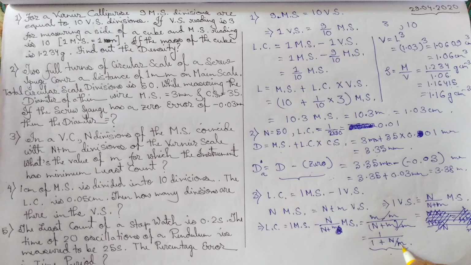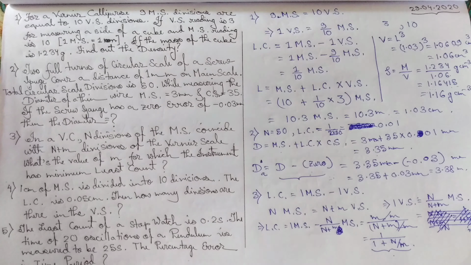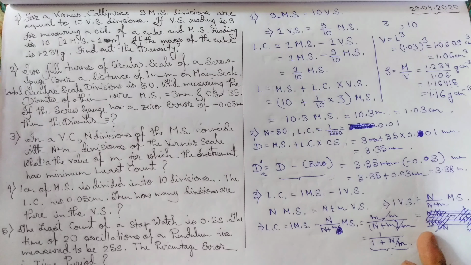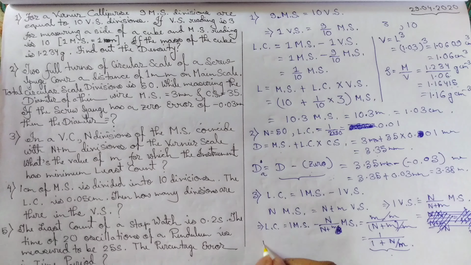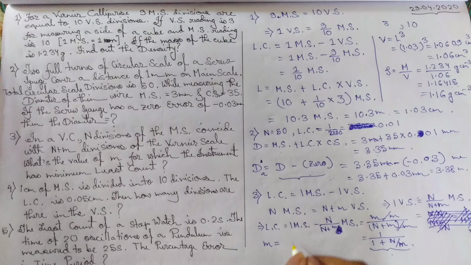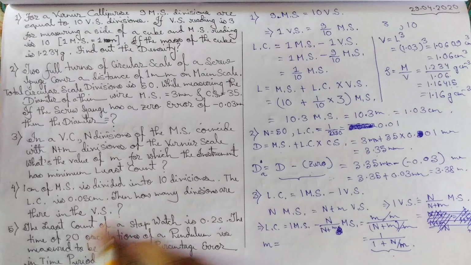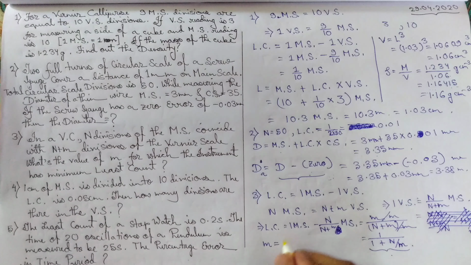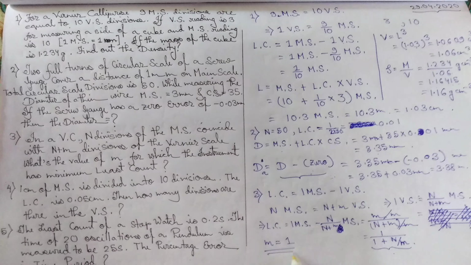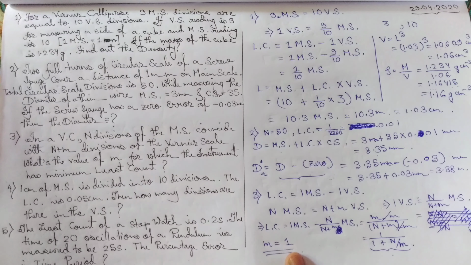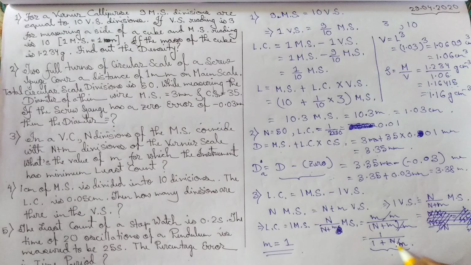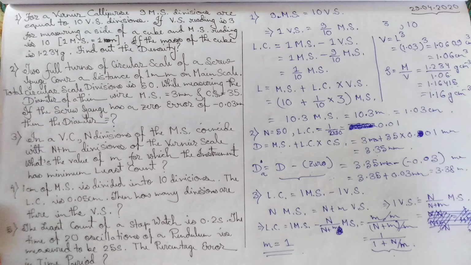To decrease m, the minimum value of m will be 1, because it's a division count. It cannot be 0; it will be an integer. So for minimum least count, the value of m will be 1. If m is 1, then that amount will be maximized and the least count will be minimized. It's easy. Just think about it.